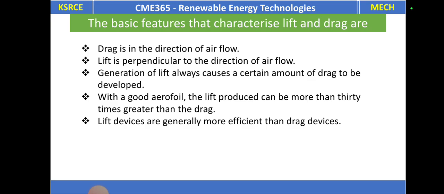The basic features which characterize lift and drag are as follows. First, drag is in the direction of airflow, while lift is perpendicular to the direction of airflow. Generation of lift always causes a certain amount of drag to be developed. With a good aerofoil, the lift produced can be 30 times greater than the drag. Lift devices are generally more efficient than drag devices.